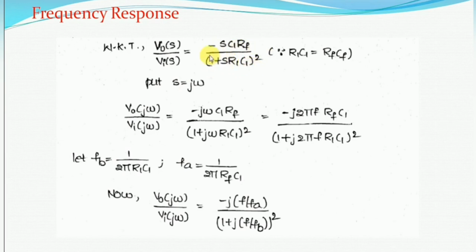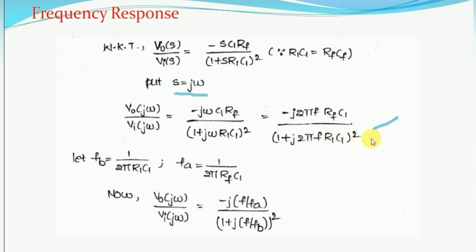Okay, so in order to convert the S domain to the F domain, we simply use the relation that s is equal to j omega. Here replace omega as 2 pi f. Finally, the equation we are obtaining is V naught of j omega by Vi of j omega is minus j 2 pi f Rf C1 by (1 plus j 2 pi f R1 C1) whole square.